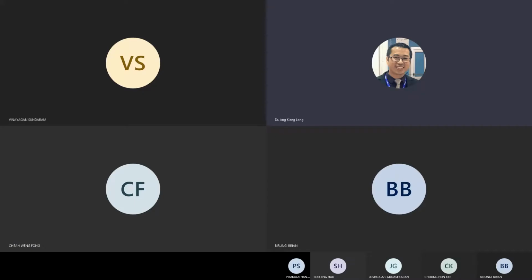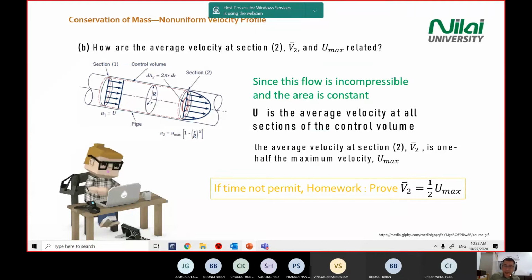Now, before we go for a break, we already helped you prove V2 equals half Umax. If you have a parabolic velocity profile like this, you can convert or make this kind of profile equivalent in Umax terms. You can use average velocity to represent this profile.